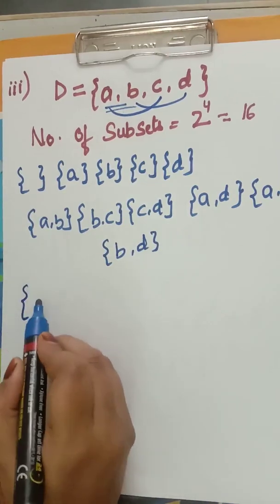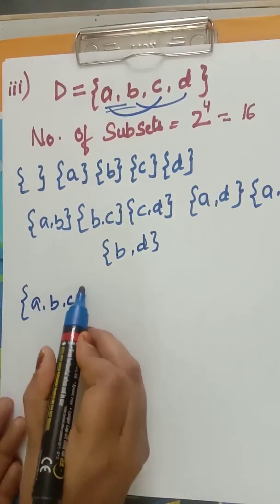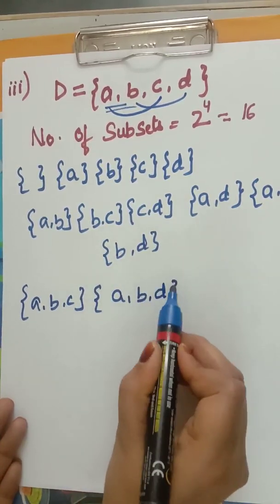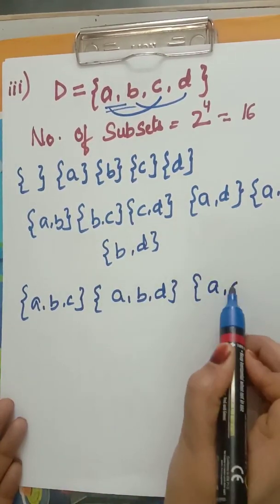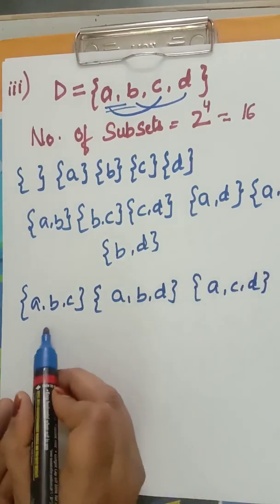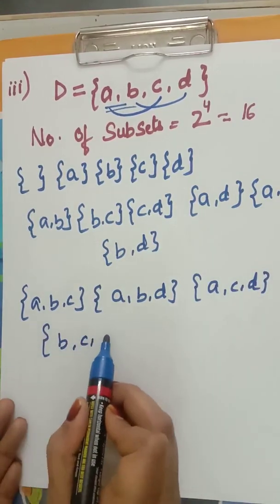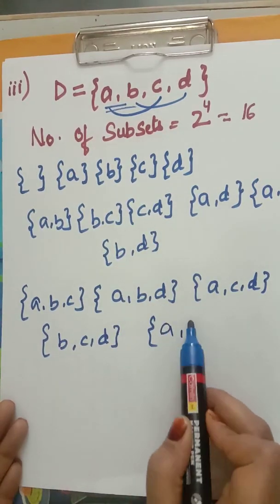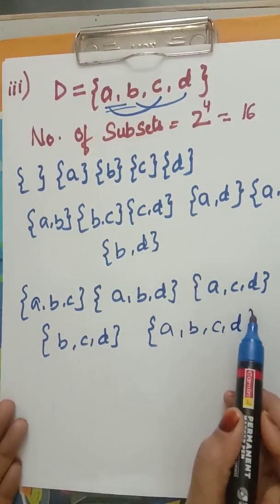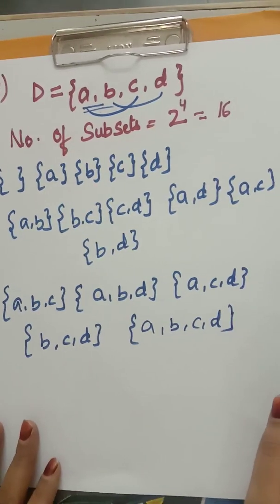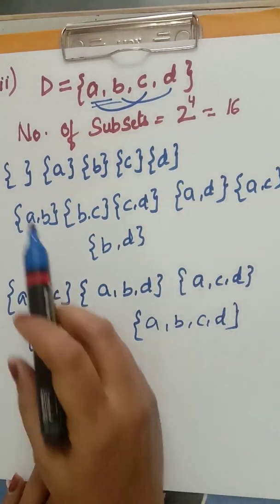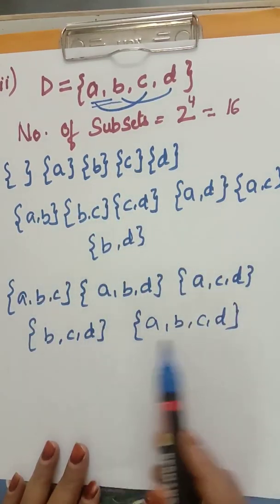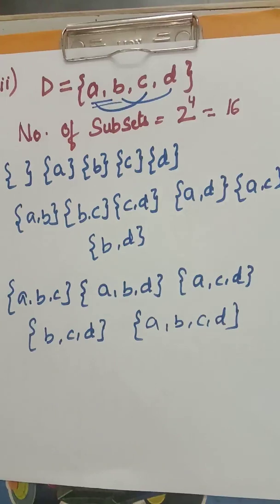Next, with 3 elements: ABC. Next ABD. ACD. BCD. Last one, A, B, C, D. Count, you should get 16 terms. 1, 2, 3, 4, 5, 6, 7, 8, 9, 10, 11, 12, 13, 14, 15, 16. Is it clear?